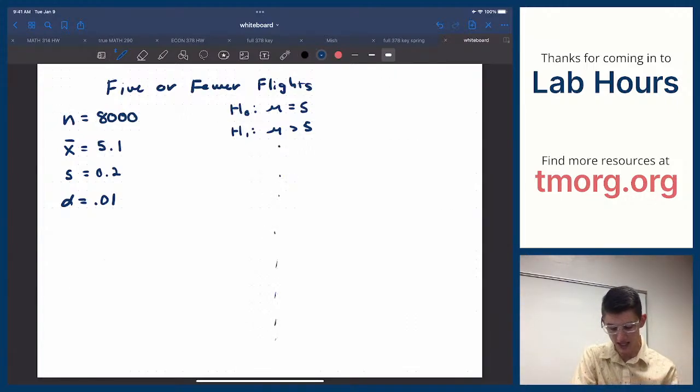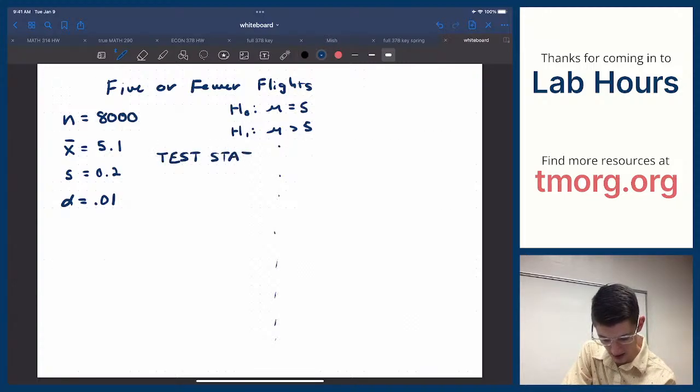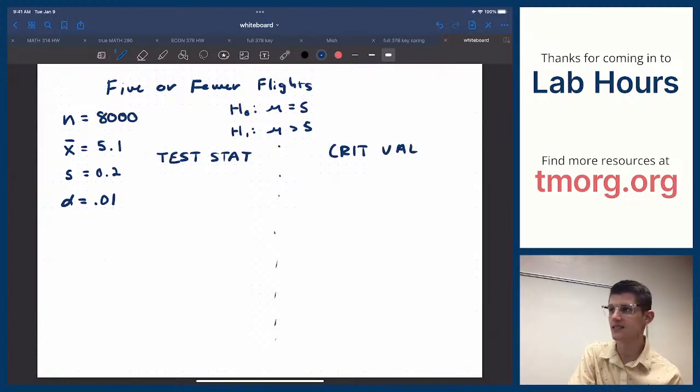I draw a little dotted line over here, and on the left side, I say test stat. And on the right side, I say crit val. Critical value, test statistic, if you will. I don't touch the left side yet.